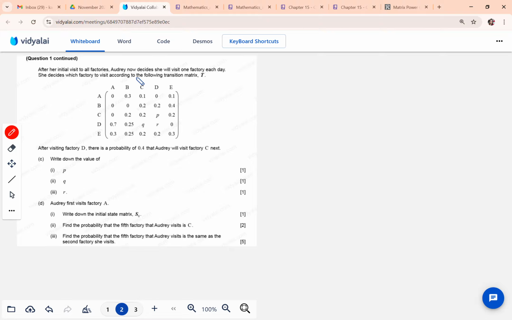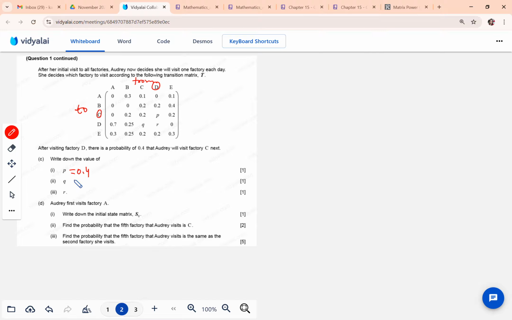Okay, so first of all, this is a transition matrix. You can see here the sum of each column is 1. Here they have given that after visiting factory D, there is a probability of 0.4 that Audrey will visit factory C, right? So it's from D to C, so our P will be 0.4. You can just directly write 0.4 because that is already given.